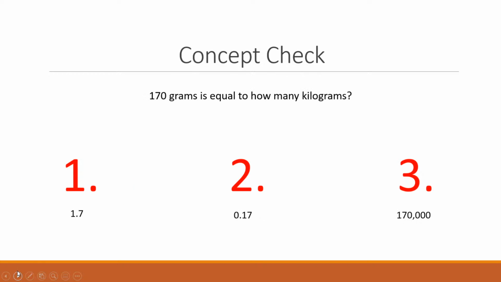For our next practice problem, we're going to take a conversion. 170 grams is going to be equal to how many kilograms? You know that 1,000 grams is equal to 1 kilogram, because 1,000 whatevers is always equal to 1 kilo whatever. So I'm going to wait about 10 seconds.